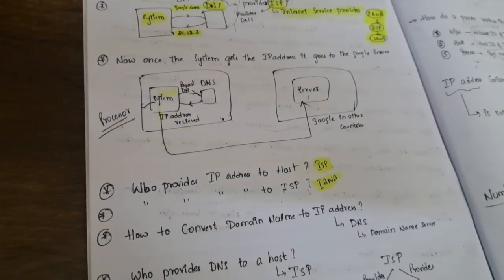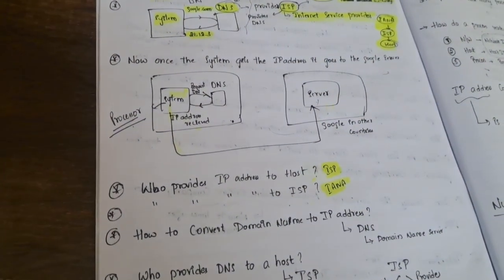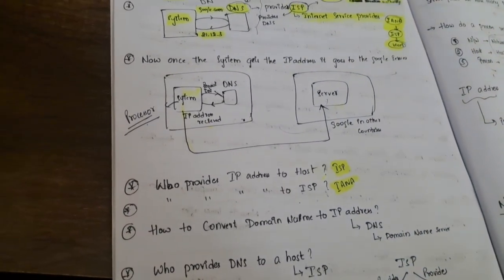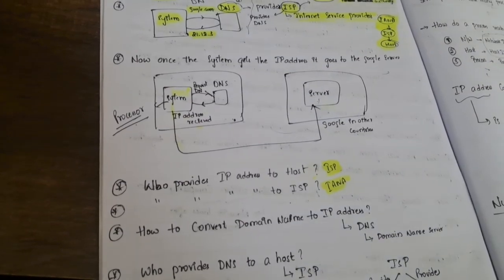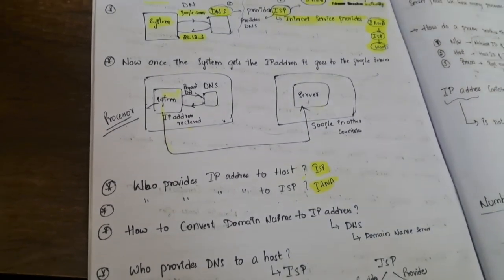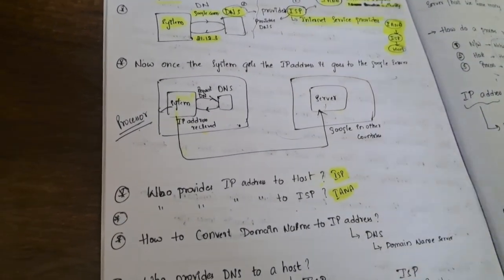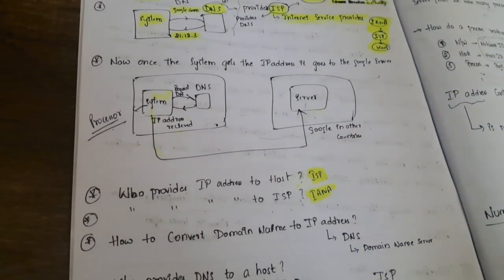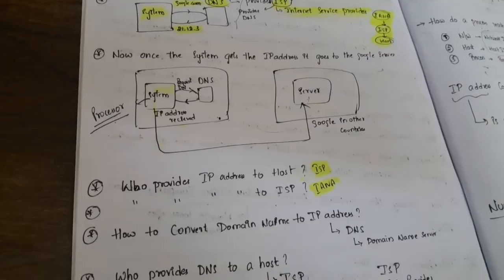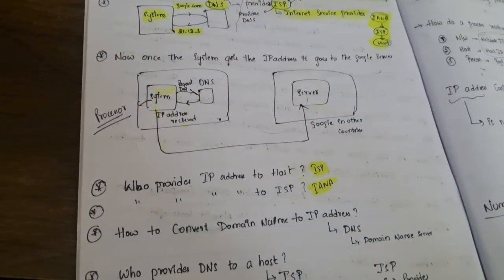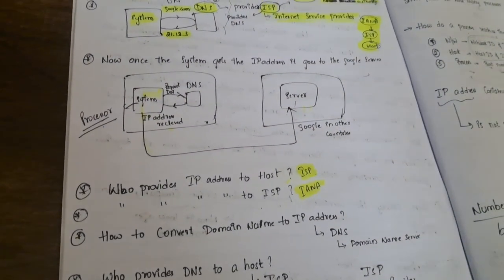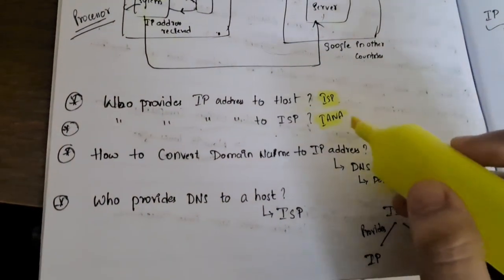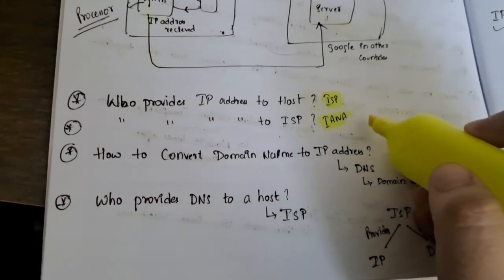We are the ISP. Our junior is DNS. And to us, the IP address will be provided by our senior, who is IANA. And we will provide the IP address to the system through DNS. But here, who is providing? I myself am providing, right? So I will be the provider for the host. And to me, who will be the provider? IANA. So remember these two questions.